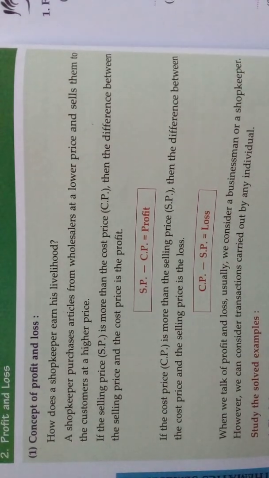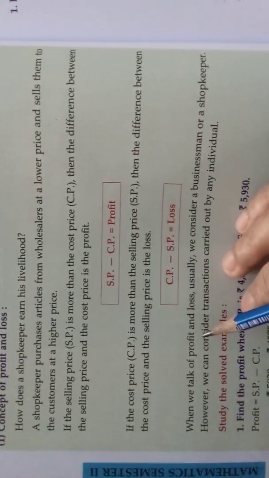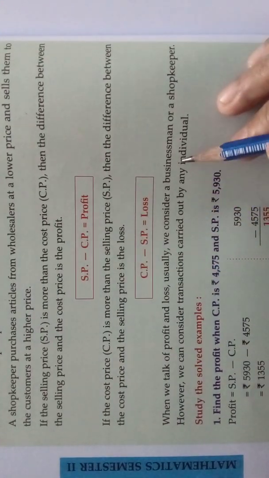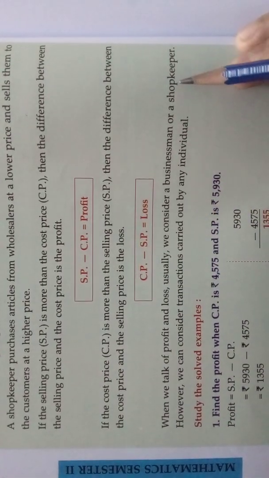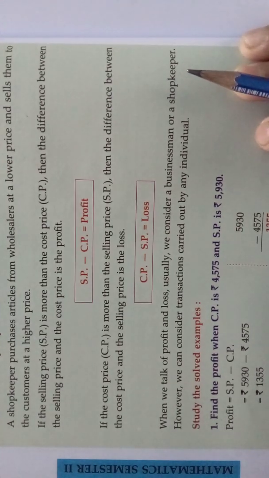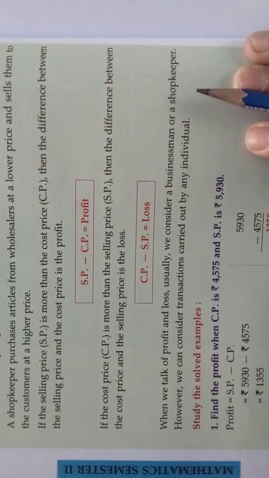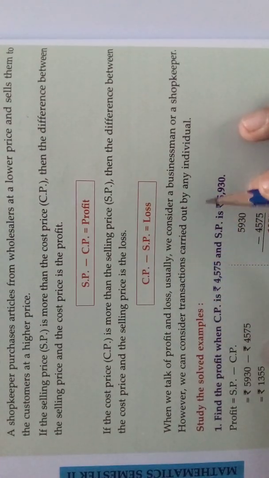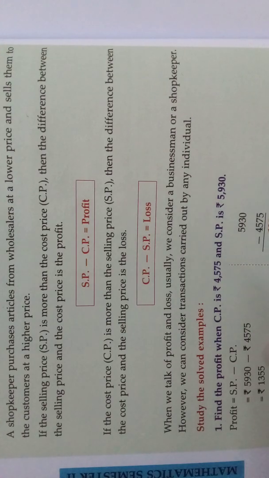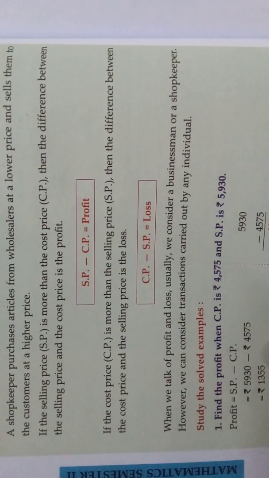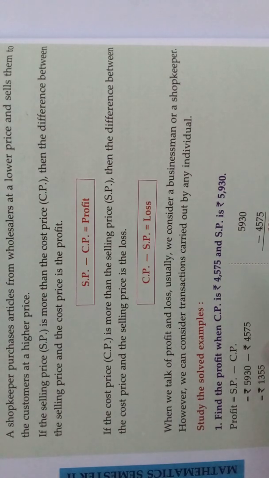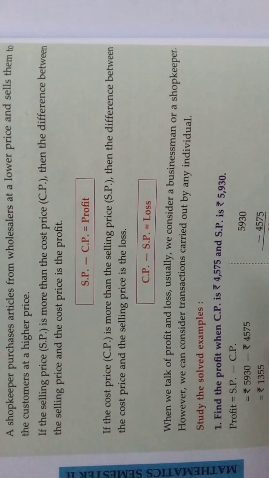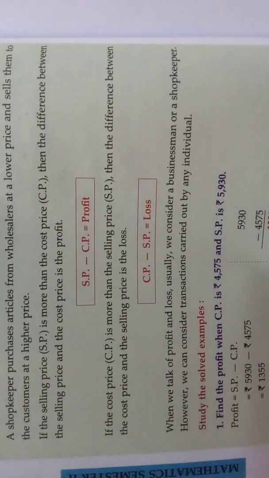Understood, children? So when we talk of profit and loss, usually we consider a businessman or a shopkeeper. However, we can also consider transactions carried out by any individual. Even we can take ourselves. If you purchase a thing at a lower price, in an offer price compared to the market price, that will be a profit for us, children. So we can consider ourselves also.